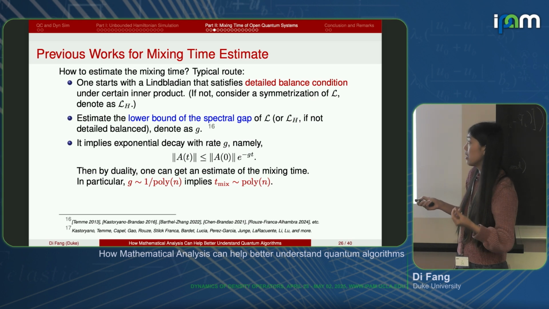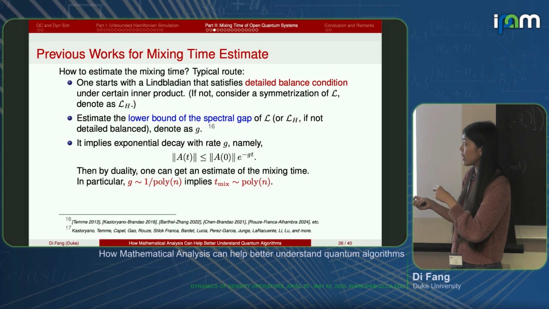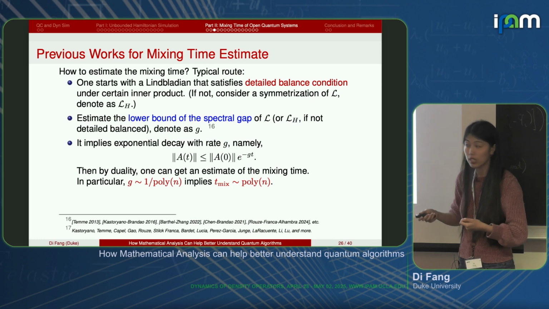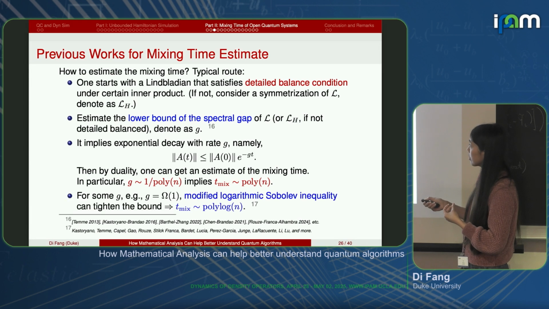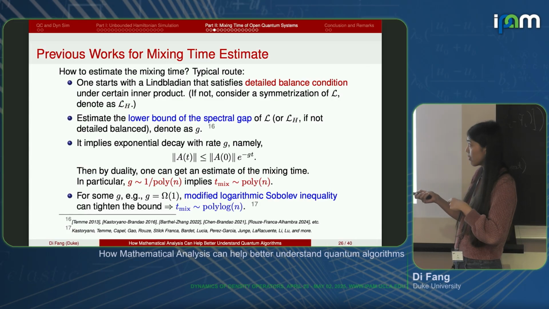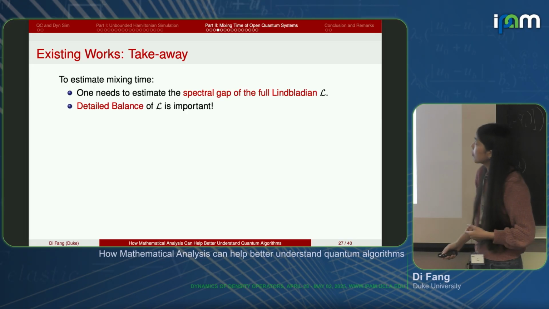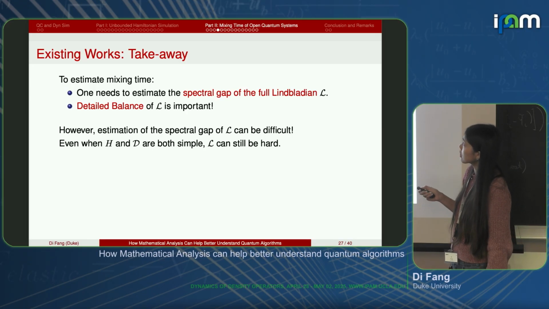That's typically the idea. In particular, if you have a gap that is 1 over poly n, correspondingly the mixing time will be poly n. So this means quantumly efficient. And on top of that, you can actually further tighten the bound. For example, if the gap is lower bounded by just a constant, you can use the log-Sobolev inequality to improve it to poly log n, which is poly log of the size of the Hilbert space. But the takeaway from existing work is really that we need to estimate the spectral gap of the Lindbladian.